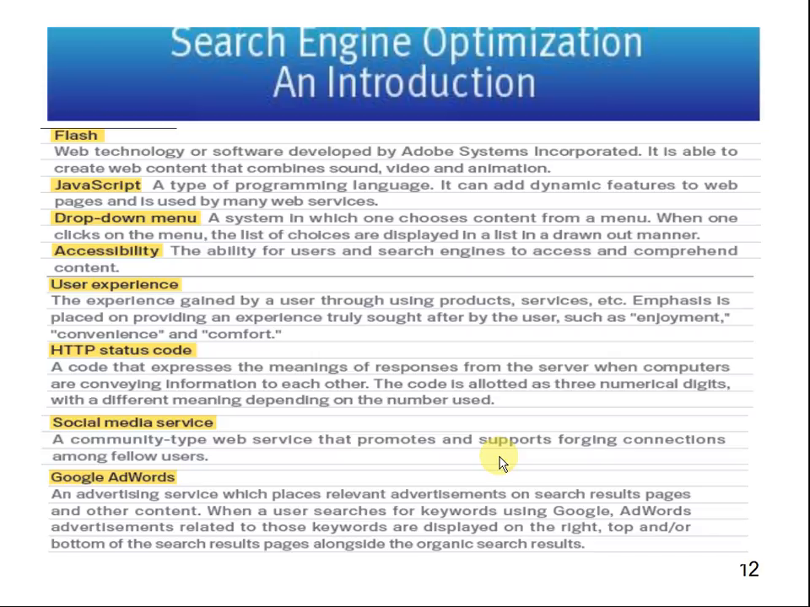So Google AdWords, it is an advertising service which places relevant advertisements on search results pages and other content. When a user searches for keywords using Google AdWords, advertisements related to those keywords are displayed on the right top or bottom of the search engine pages along the organic search results.